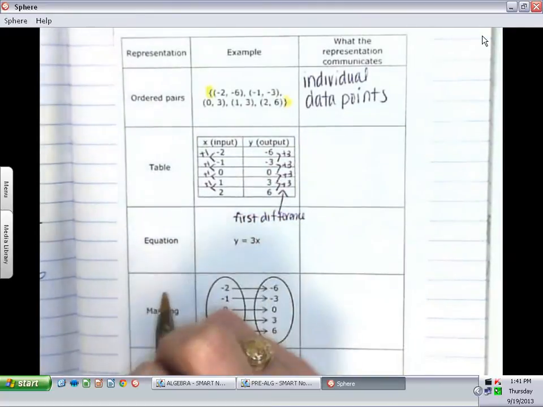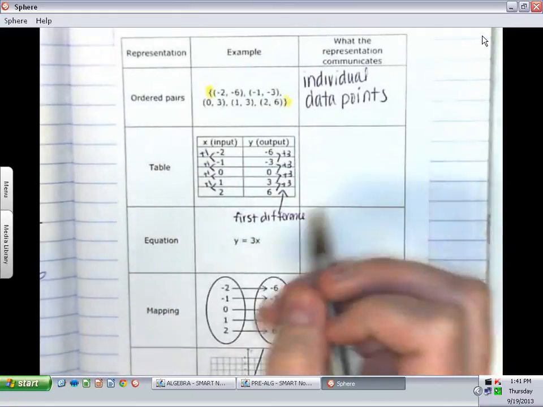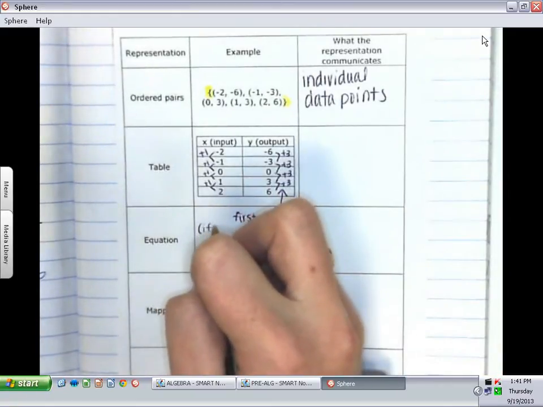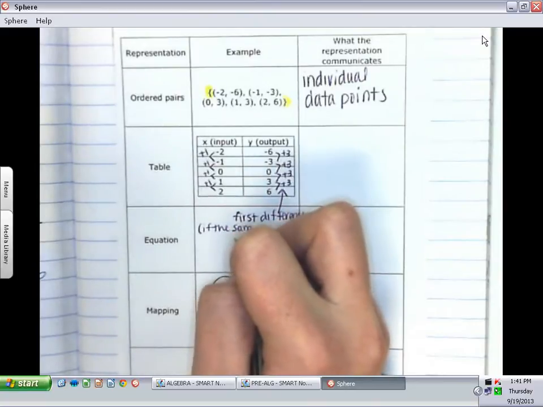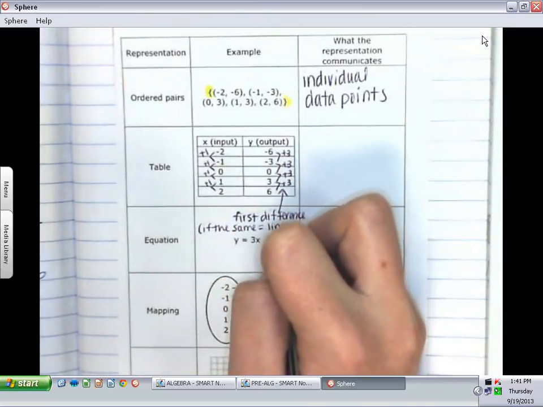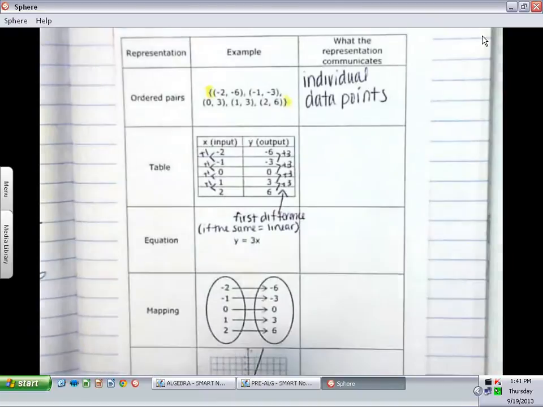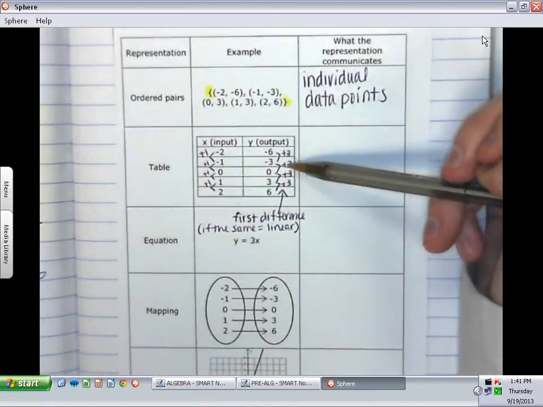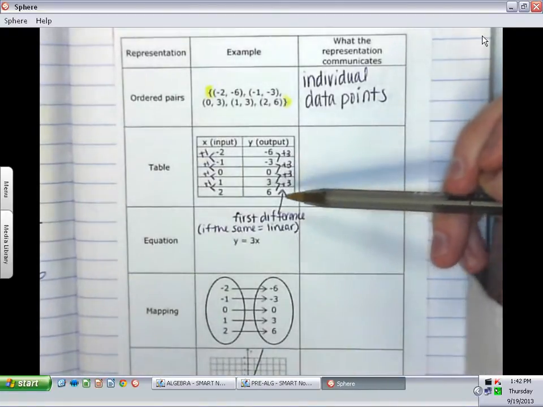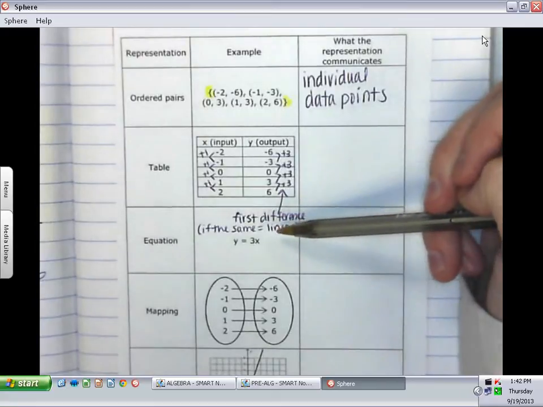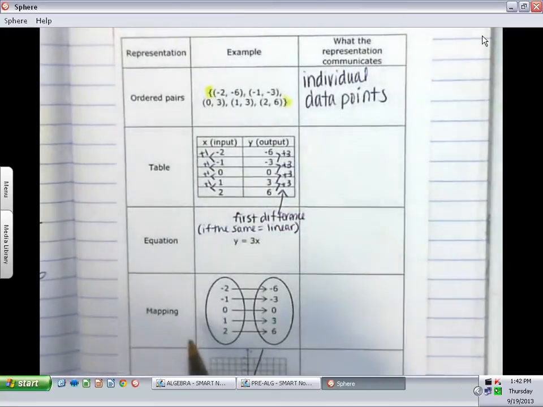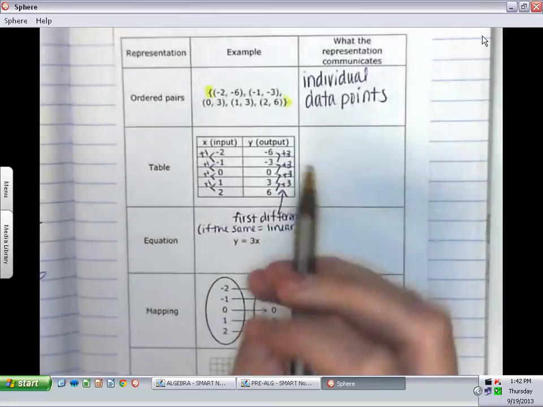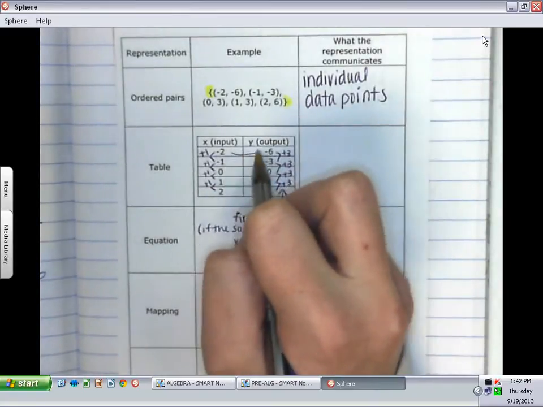And the first difference, if it is the same, tells you this is linear. And a linear equation is just an equation that is a straight line. So because this is 3, 3, 3, 3 each time, the first difference is the same, so it is a linear equation. You can also see a relationship from X to Y.